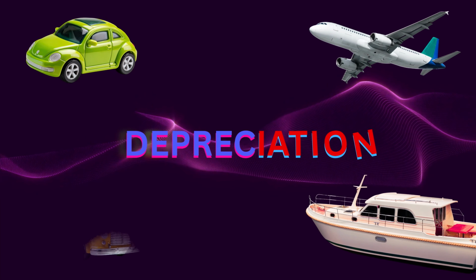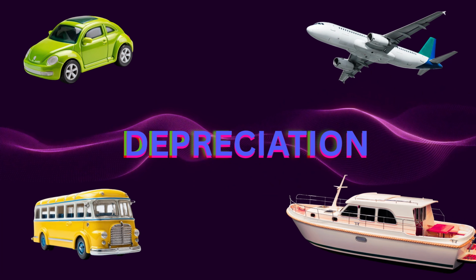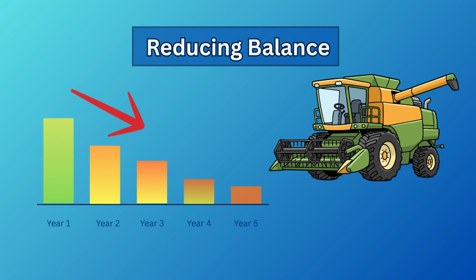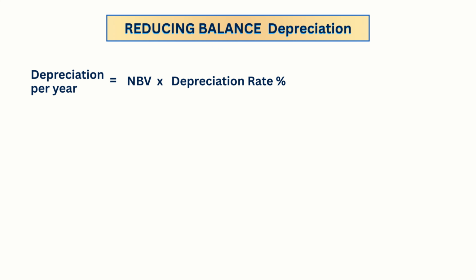In this session, we're going to cover depreciation of tangible non-current assets, focusing on the reducing balance method. Reducing balance method is used when an asset loses more value in the earlier years and less value as it gets older. So this method does not spread depreciation evenly. The key difference with reducing balance depreciation is what we base the calculation on. Instead of depreciating the original cost, we calculate depreciation using the net book value at the start of each year.